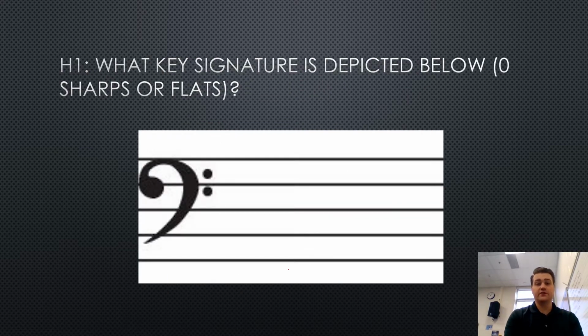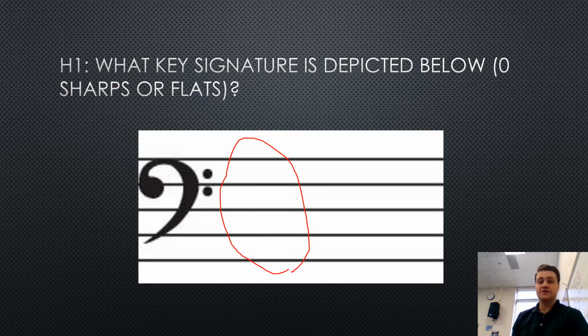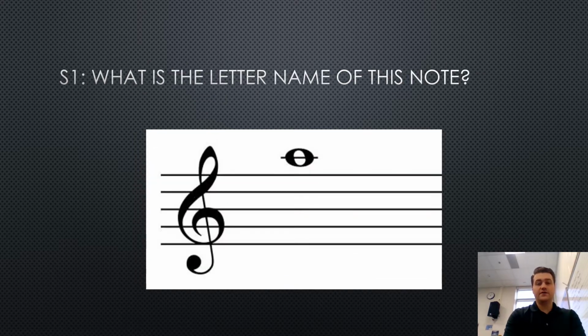Question number 3. There are no sharps or flats in the key signature area. That tells us that we are either in the key of C major or A minor. I would accept the answers C, C major, or A minor. On this one, the answer would be A, as in Alfred. We have a treble clef, and we are on the ledger line above the treble clef. That is where an A would be placed.